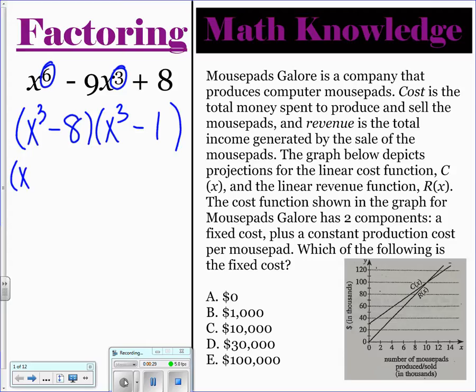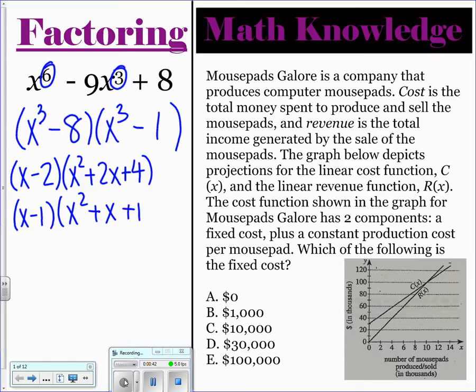So you're going to do x minus 2 and then x squared plus 2x plus 4. And then x cubed minus 1 will factor as x minus 1 times x squared plus x plus 1. And so this would be your whole factoring for today.